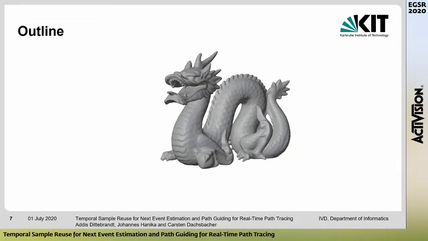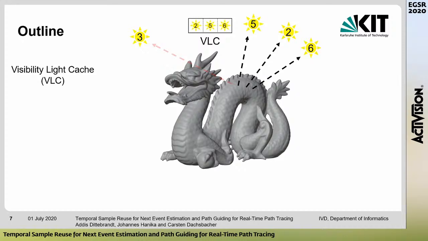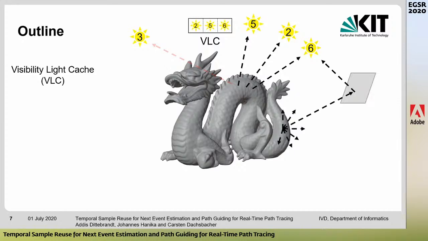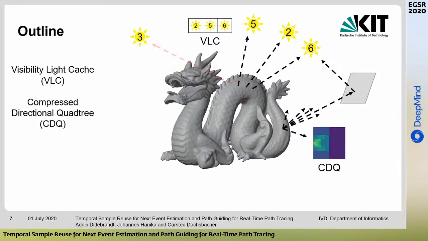So let's look at the Stanford Dragon right here. It is illuminated by these light sources, but some of the lights are simply occluded. With the visibility light cache, or the VLC, we use samples from the previous frame to extract the set of visible lights and then focus our sampling on just this set of visible lights. Now we have another surface that indirectly illuminates our dragon. The problem is that most rays actually miss it. And with the compressed directional quad tree, we guide our rays towards this indirect surface, but with a very compact representation that is tractable for real-time usage.